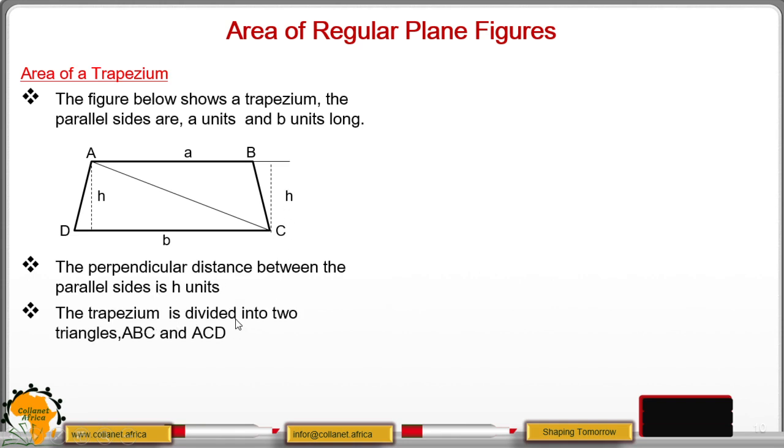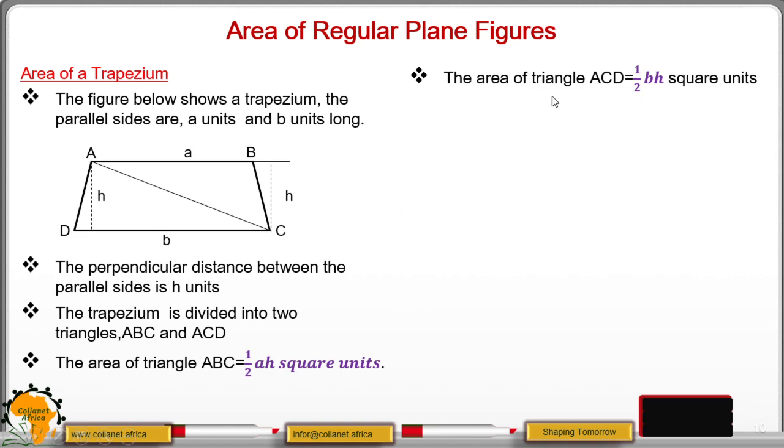The trapezium ABCD can be subdivided into two triangles. So that we have ABC, that is the first triangle, and ACD, that is our second triangle. Now, to get the area of this trapezium, we need to get the area of the two triangles. We have the area of triangle ABC, which is a half AH square units, a half AH, that is ABC. Our A is the base and H is the height.